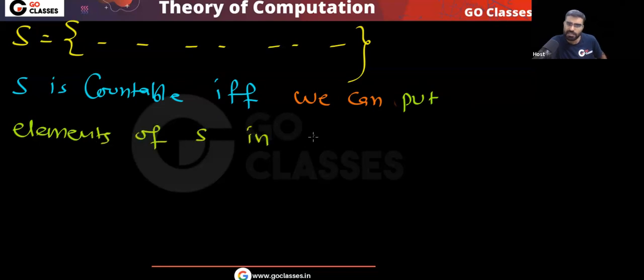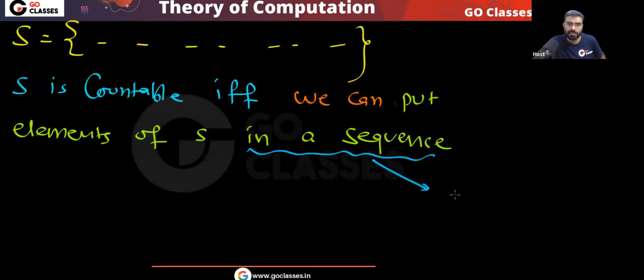Elements of S in a sequence. When I say in a sequence, remember, this is indexed by positive integers. Is this clear? It means there is a first position, a second position, a third position, indexed by positive integers, indexed by n.